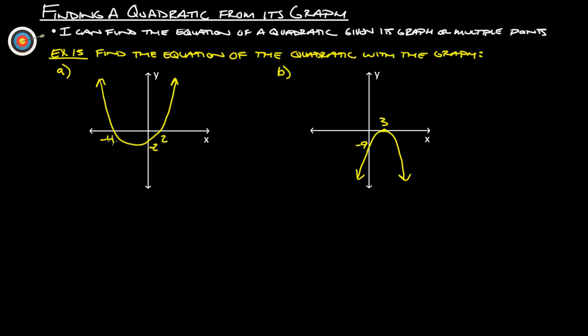So we've got this graph here, and in order to find the equation of a quadratic, we need three distinct points. So we have those here. We've got this point, and this point. So what we want to do with that is at -4, 0. This is at 2, 0. And this is at 0, -2. So those are our points.